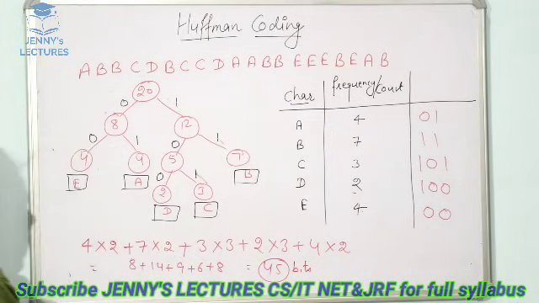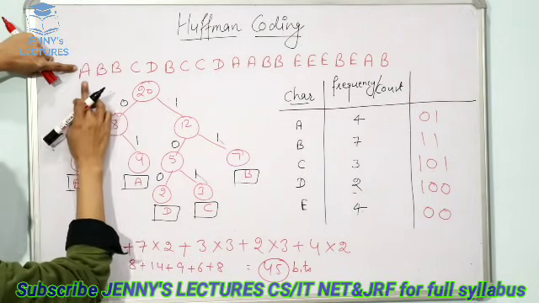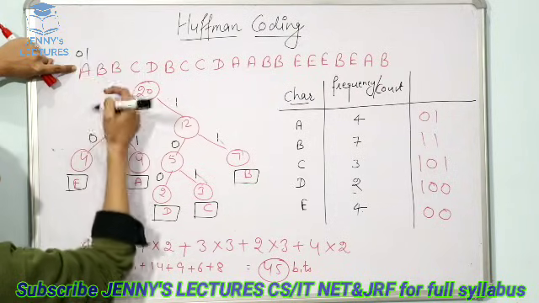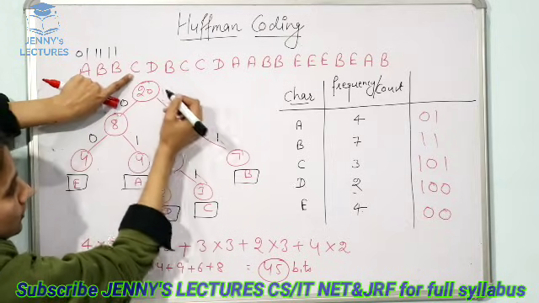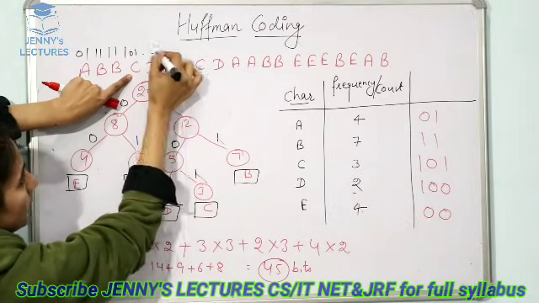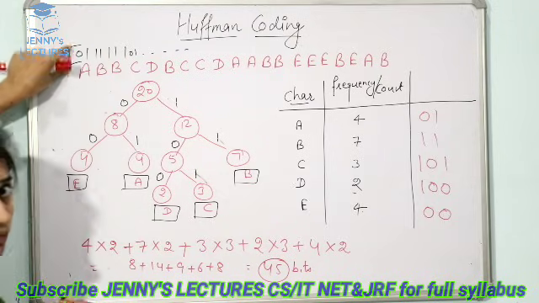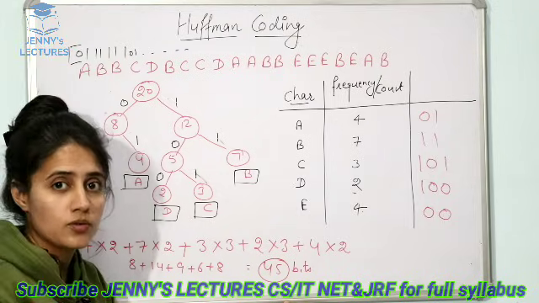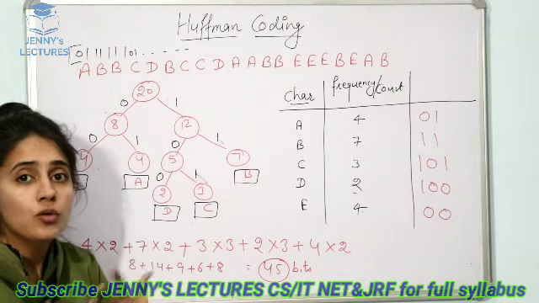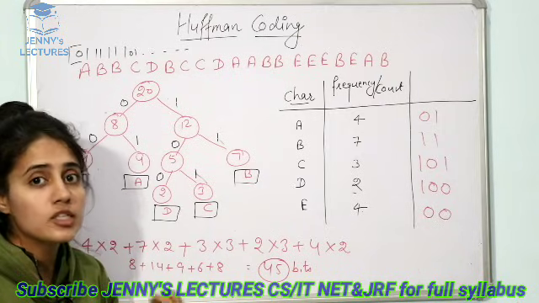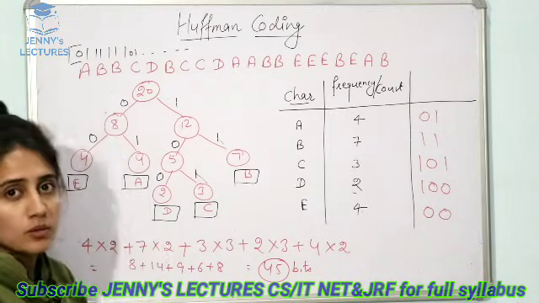Now how will the message be decoded? At the place of A, what can you write? 0 1. At the place of B, what will you write? 1 1. At the place of C, what will you write? 1 0 1, and like this. This message in binary form will be sent from sender to receiver. When the receiver gets this message, how will the receiver decode it? How will the receiver get to know that 0 1 means A, 1 1 means B?